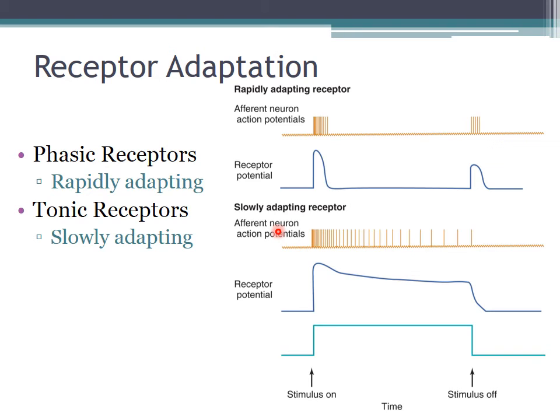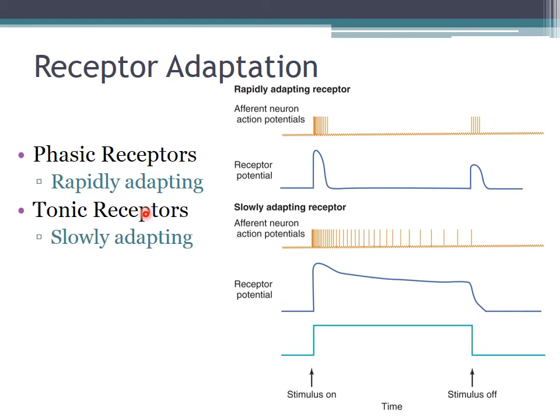Another example of phasic receptors are olfactory receptors, or smell receptors. And you may have noticed this when somebody walks into a room wearing too much cologne or perfume. They walk into the room and the smell of the perfume or cologne is extremely strong. It might even give you a headache. But if you stay in that room with that individual long enough, eventually you won't even smell the cologne or perfume anymore. And the reason for that is not because the cologne or perfume disappears, but because the olfactory receptors have stopped responding to it.